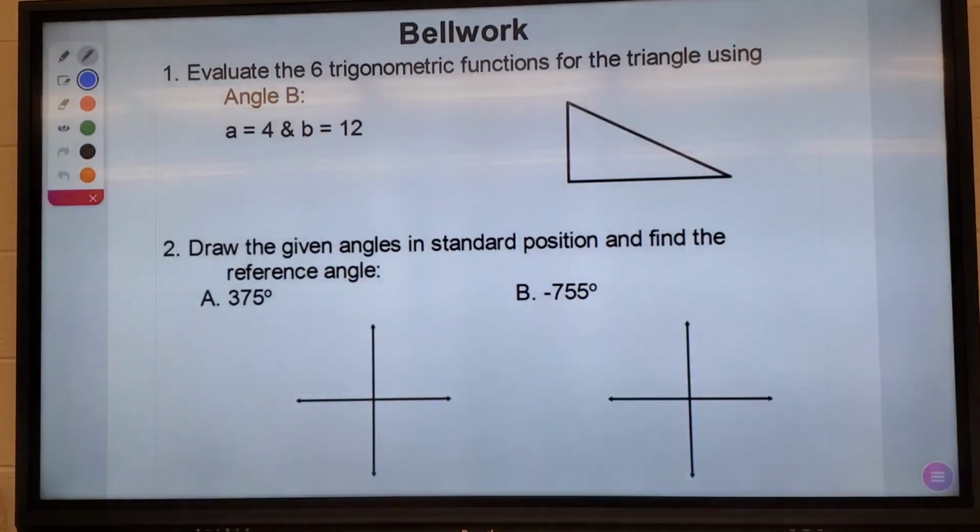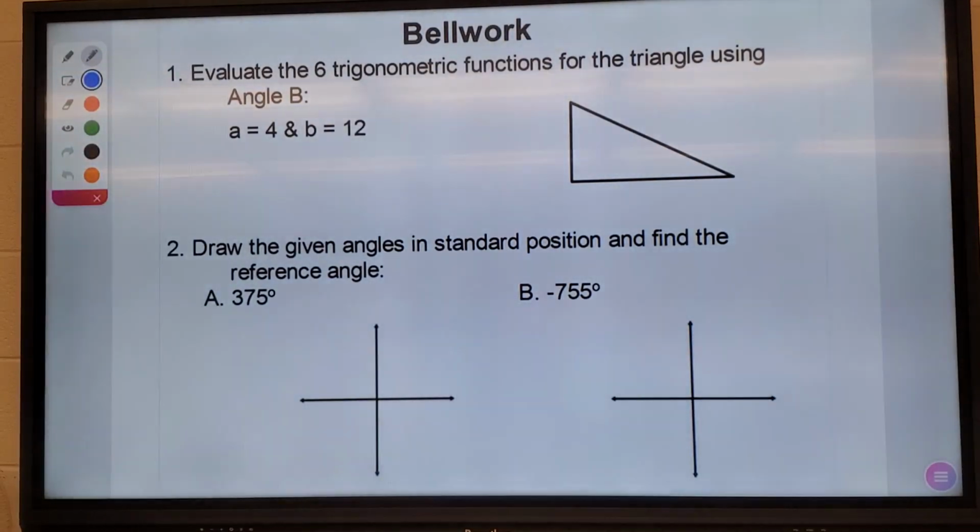All right, for this video lesson, we will be talking about the hand trick, and this is used to evaluate the exact value of trigonometric functions. In order to begin this, we're going to have to reintroduce and revisit things like the bell work here on the board. We're going to evaluate the 6 trigonometric functions for the triangle using angle B. And then number 2 there, we're going to draw things in standard position, as well as find the reference angles that are given by each of those.